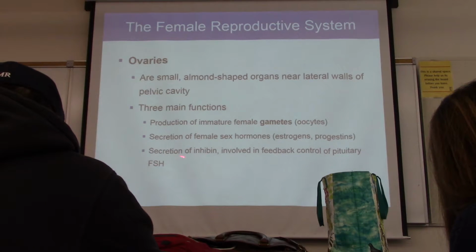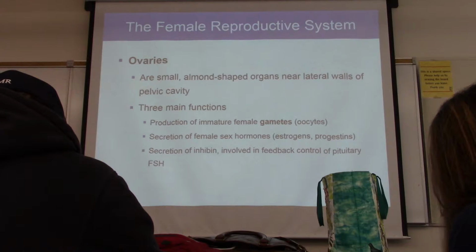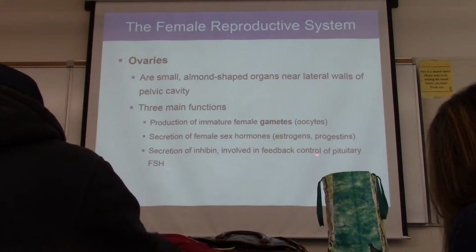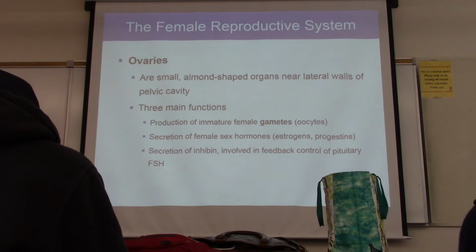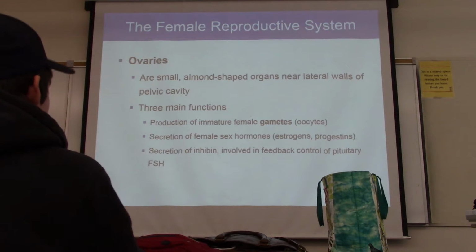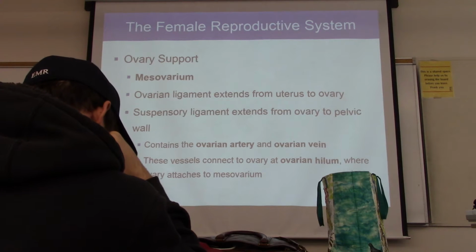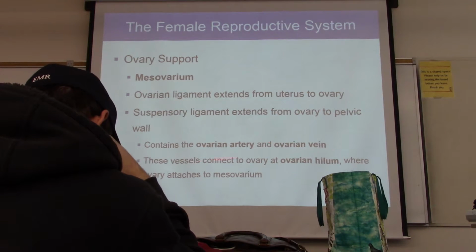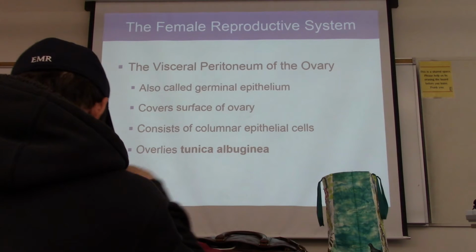There's also a secretion of inhibin, which is involved in feedback to the pituitary gland and slows down the FSH, which is follicle stimulating hormone, to slow down the process a bit. Ovarium, mesoovarium I mentioned, it just contains the artery and the vein, enough of that.